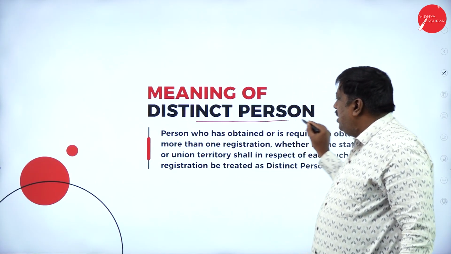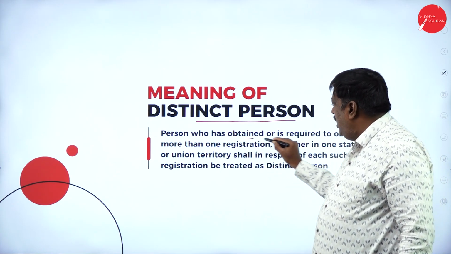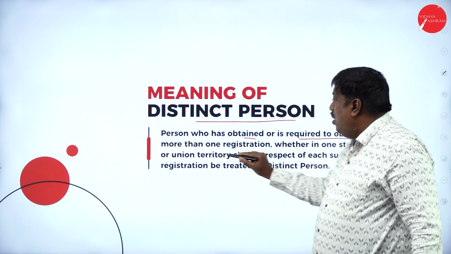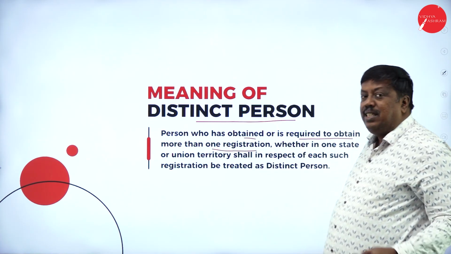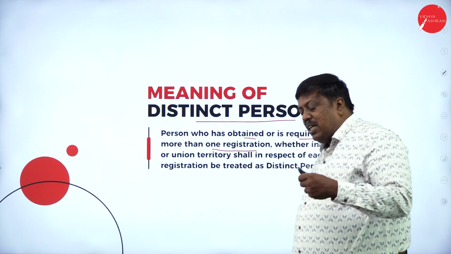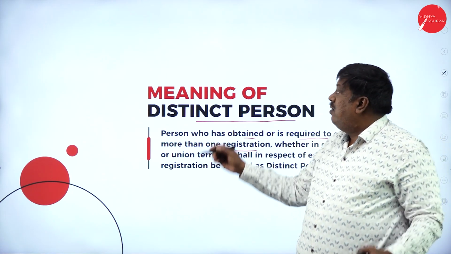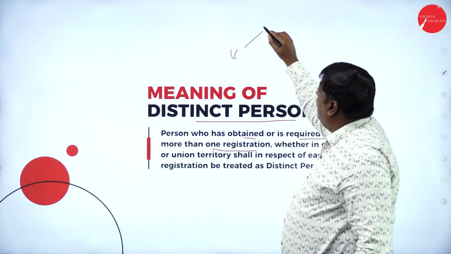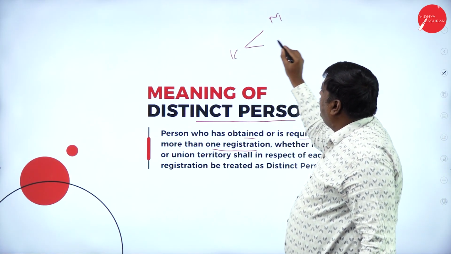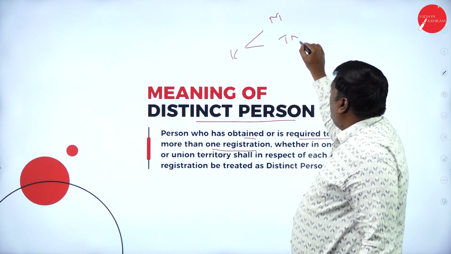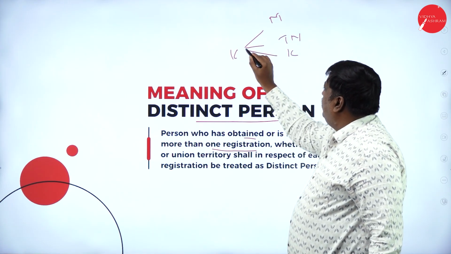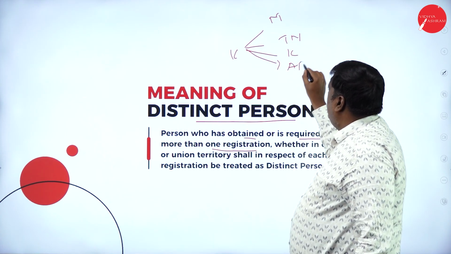Who is a distinct person? A person who has obtained or is required to obtain more than one registration. They're saying that when we are selling goods in different states, like we are in Karnataka, I'm selling goods to Maharashtra, I'm selling goods to Tamil Nadu, I'm selling goods to Kerala, I'm selling goods to Andhra Pradesh.